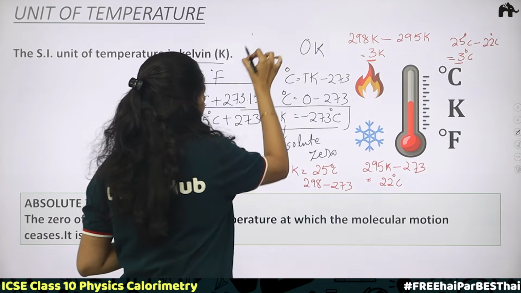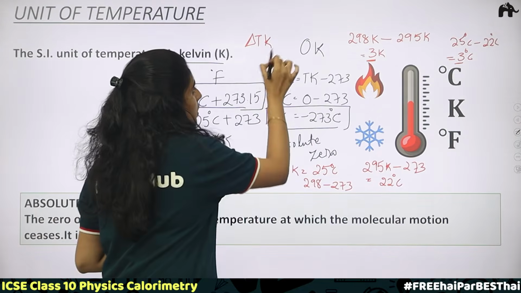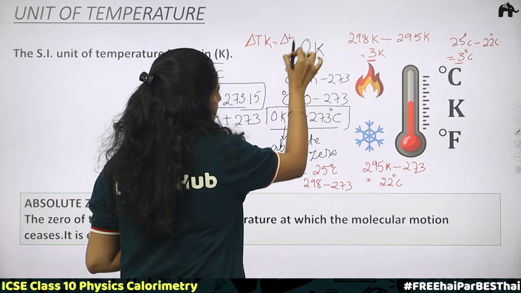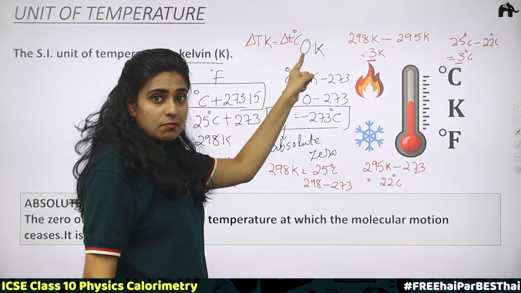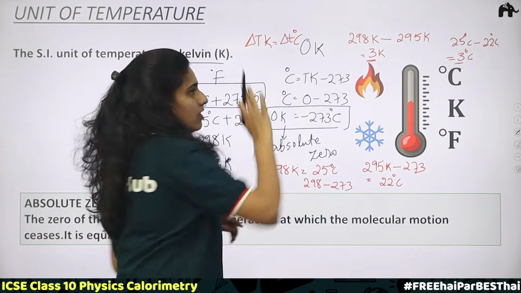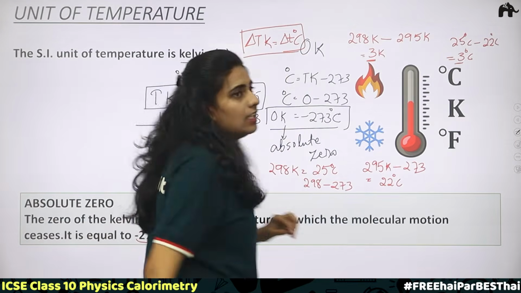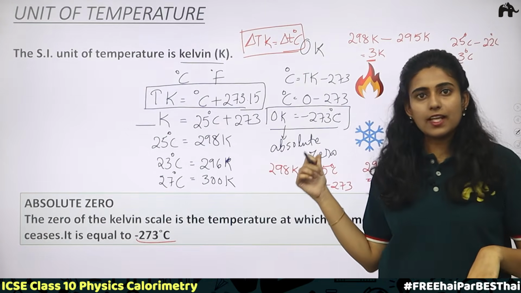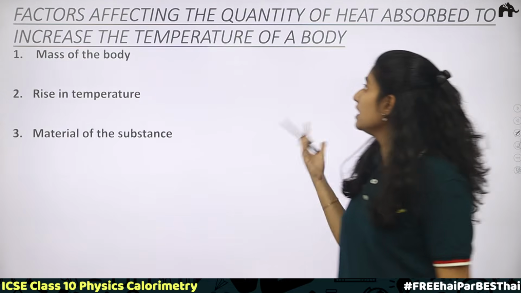Therefore, you can write delta T in Kelvin, where delta T means change in temperature, will be equal to delta small t in degrees Celsius, where small t is the temperature in degrees Celsius and capital T is the temperature in Kelvin. So the temperature difference taken in degrees Celsius or Kelvin gives the same value. Clear?